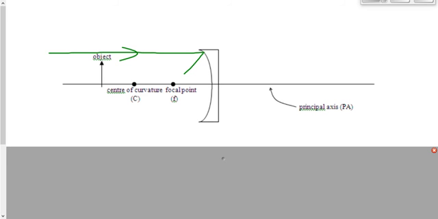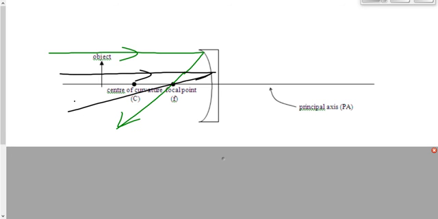That will cause it to go straight through this focal point. If I have another ray right here, parallel to the principal axis, it will reflect such that the angle of incidence equals the angle of reflection, straight through this focal point.